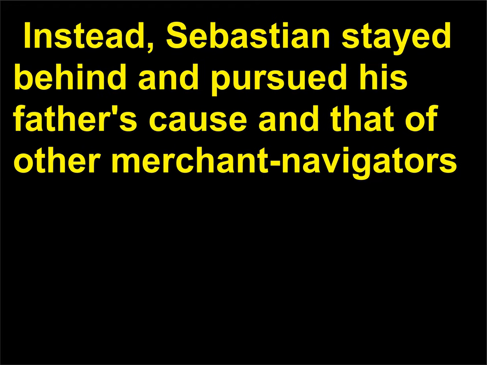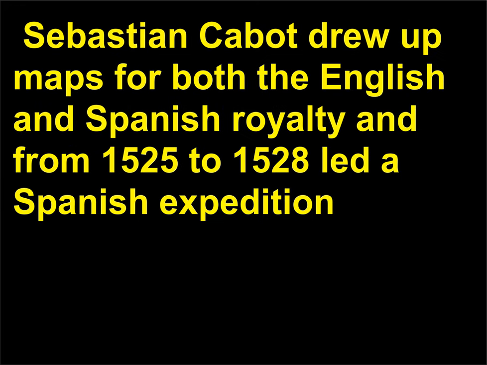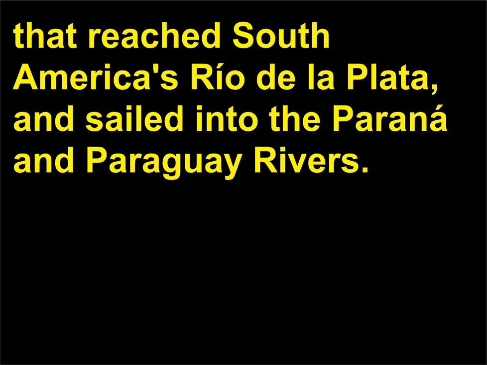Instead, Sebastian stayed behind and pursued his father's cause and that of other merchant navigators who were determined to find overseas trade routes to the east. During his lifetime, Sebastian Cabot drew up maps for both the English and Spanish royalty and from 1525 to 1528 led a Spanish expedition that reached South America's Rio de la Plata, and sailed into the Parana and Paraguay rivers.